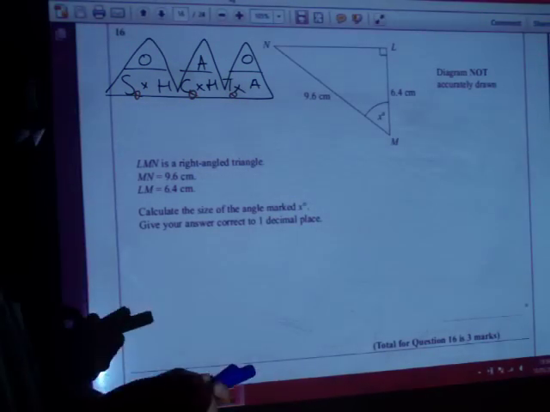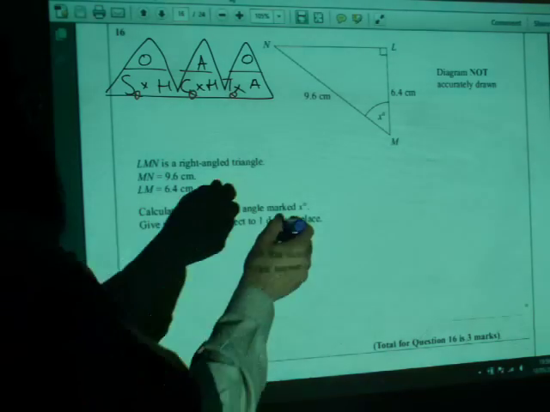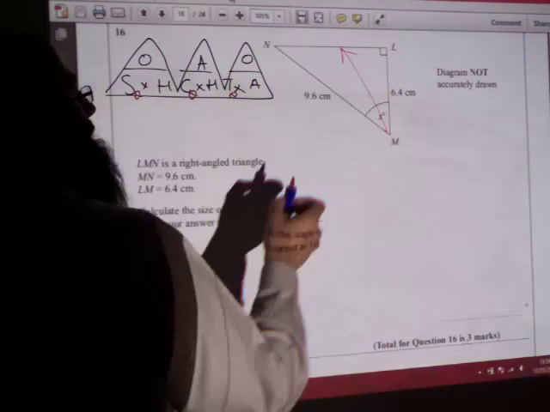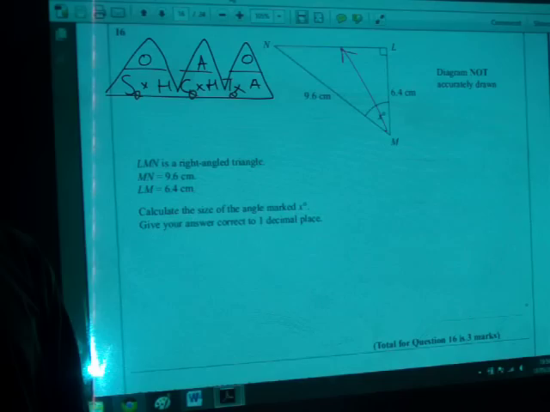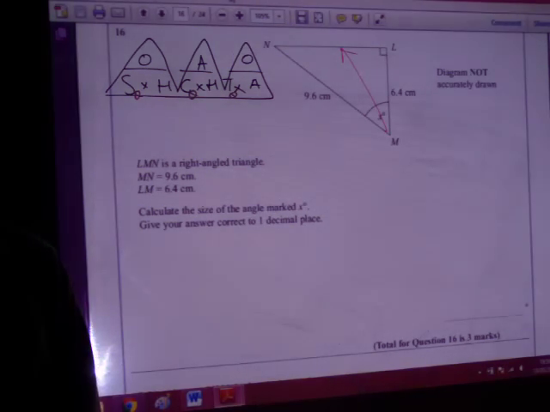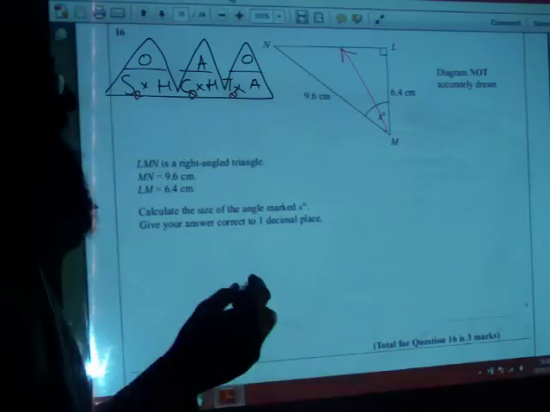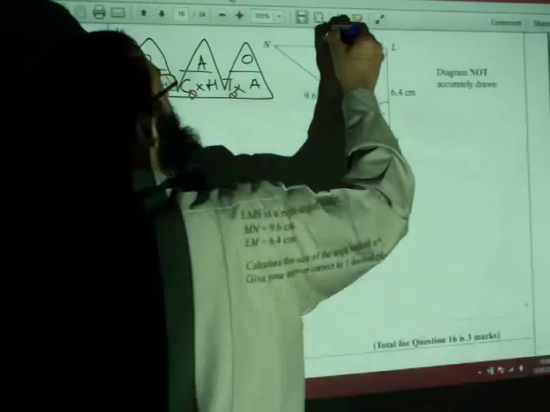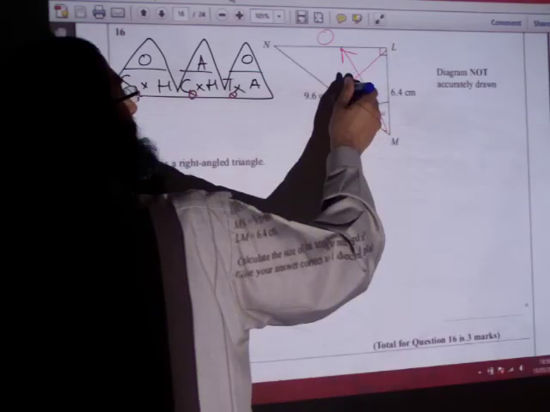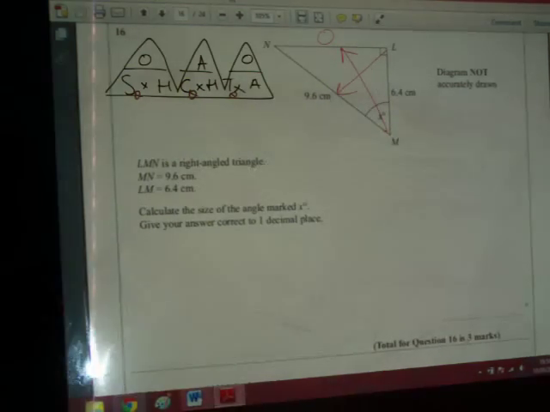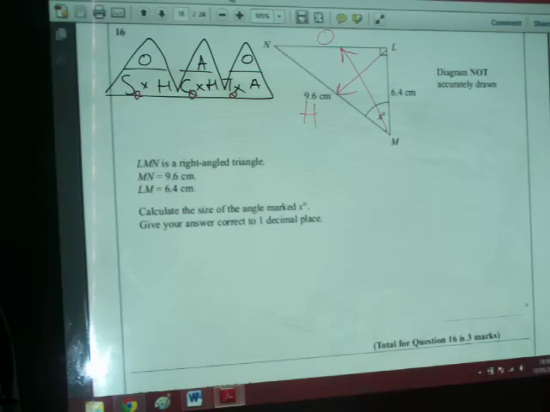Okay, what I would like to do first of all, what do we do with the diagram always? We always have to label the diagram. The side which is opposite the angle is called the opposite. So this is called the opposite side, the O. Now, the side which is opposite the right angle, that is always called the hypotenuse, which we label as H.